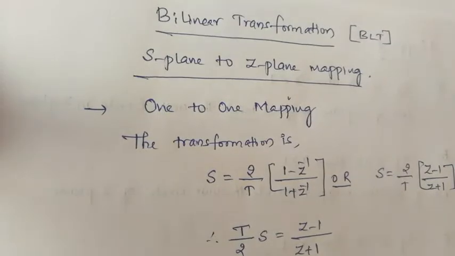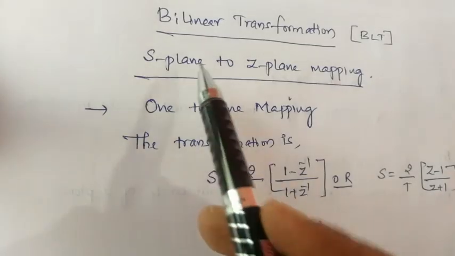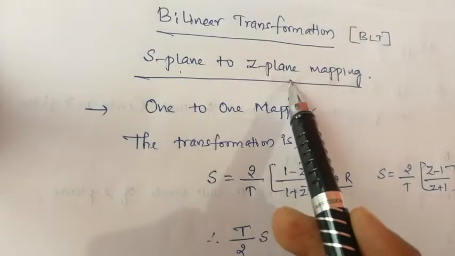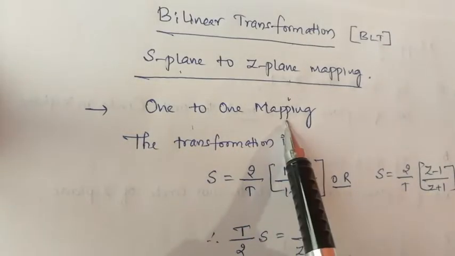Hi friends, next we'll discuss S-plane to Z-plane mapping in terms of bilinear transformation. A very simple and very interesting topic it is, how we are going to map poles of S-plane to Z-plane. The mapping of S-plane to Z-plane by bilinear transformation is one-to-one mapping.